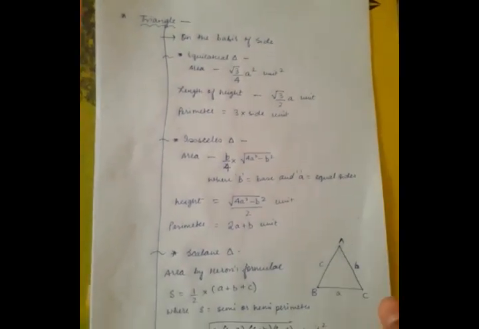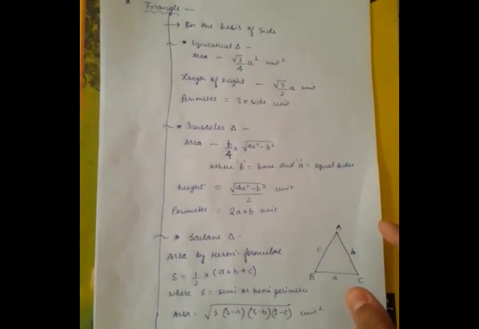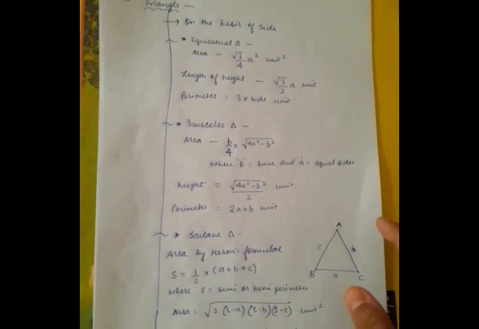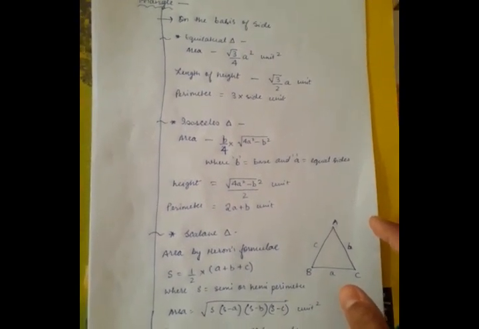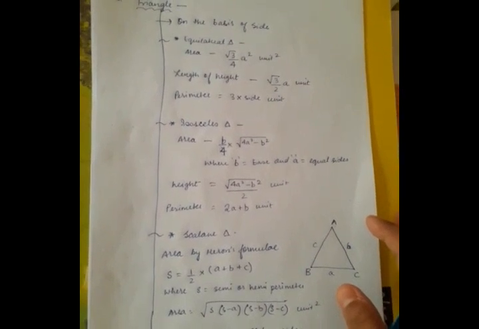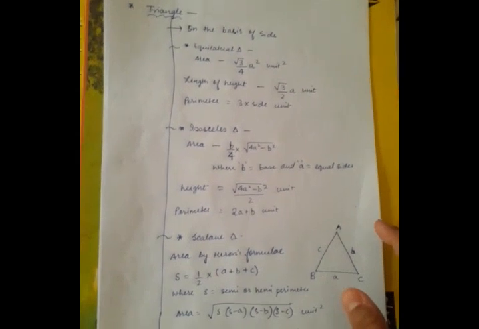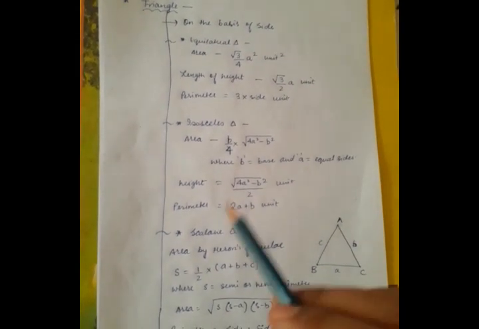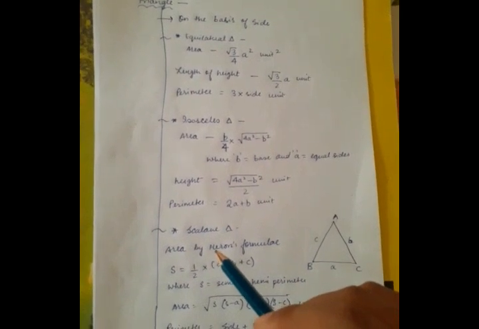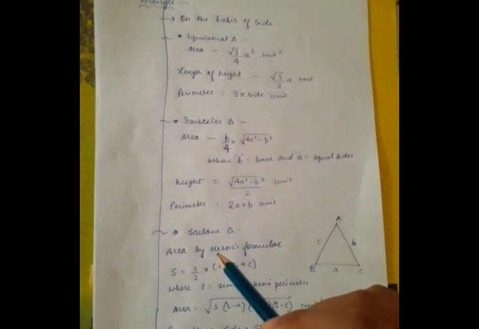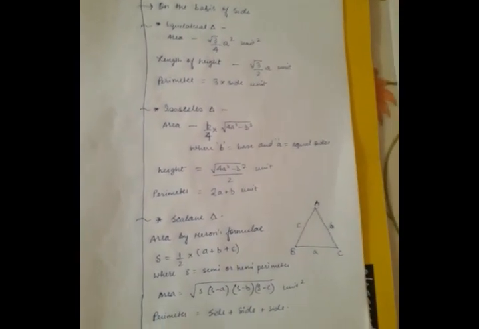In general, if we ask how many types of triangles there are, students often say equilateral triangle, isosceles triangle, scalene, obtuse, acute, like this, just because of the lack of concept. Actually, triangles are of two types, on the basis of side and on the basis of angle. On the basis of angle, it is acute angled triangle, obtuse angled triangle, and right angled triangle.